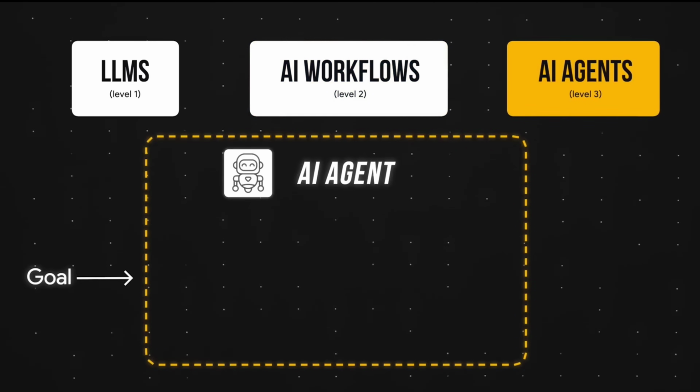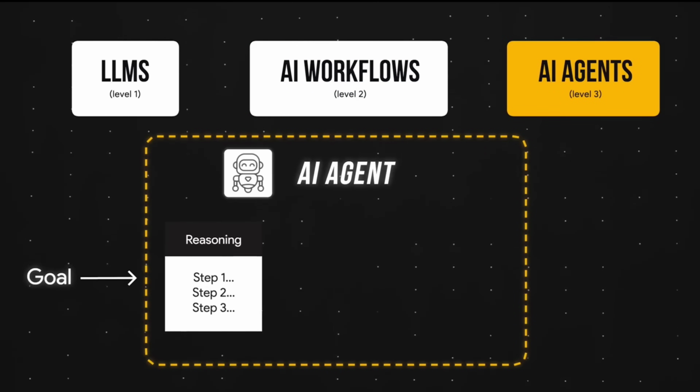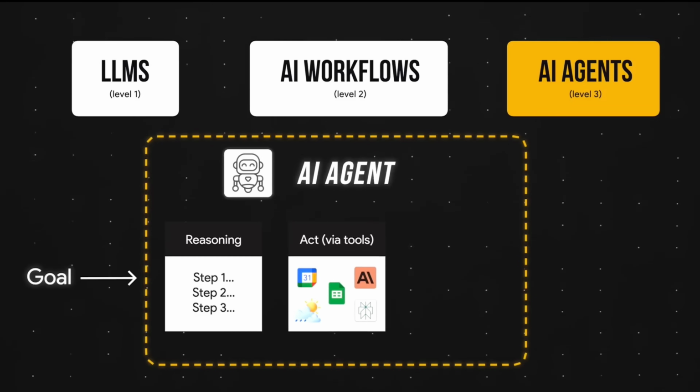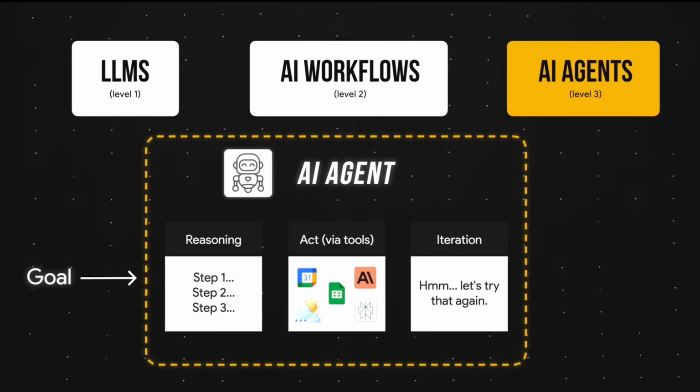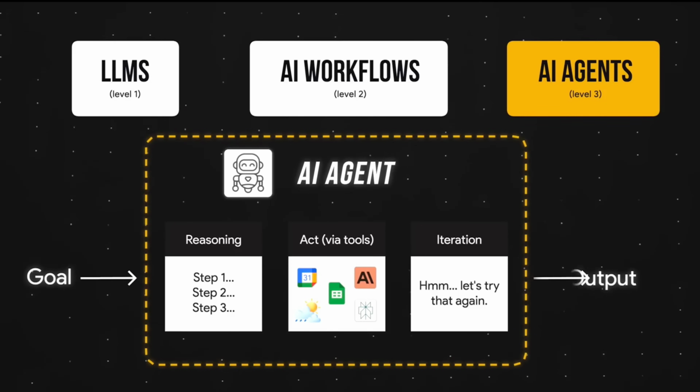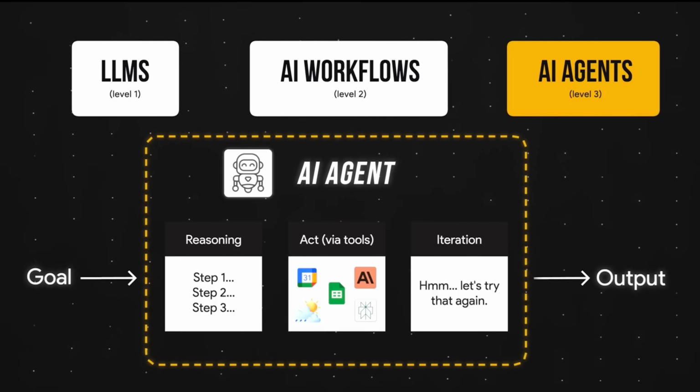Level 3, the AI agent receives a goal and the LLM performs reasoning to determine how best to achieve the goal, takes action using tools, produces an interim result, observes that interim result and decides whether iterations are required, and produces a final output that achieves the initial goal. The key trait here is that the LLM is the decision maker in the workflow.